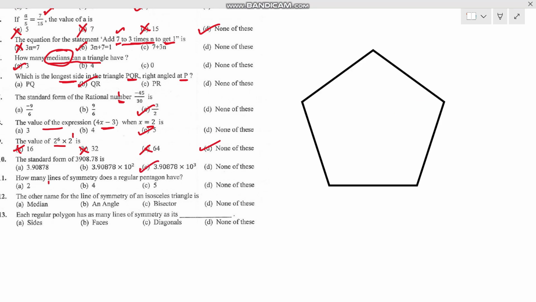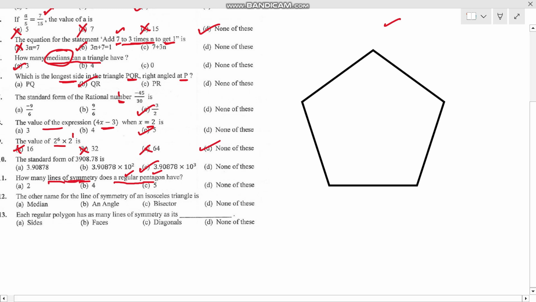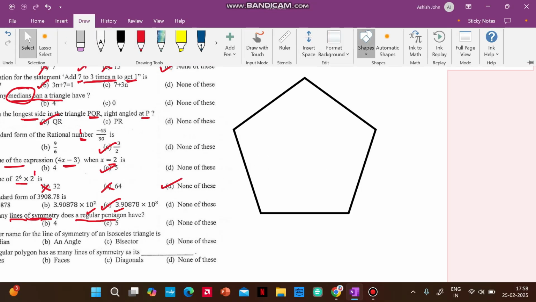Next question is how many lines of symmetry does a regular pentagon have? Pentagon means a polygon which is having 5 sides. You can see that this is a polygon which is made up of 5 sides. Regular means all sides are equal. In this, all sides are equal. Line of symmetry means which divides the figure into two equal parts. So let us draw the lines of symmetry.